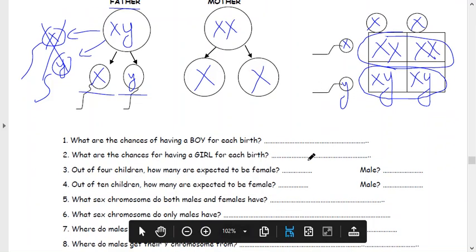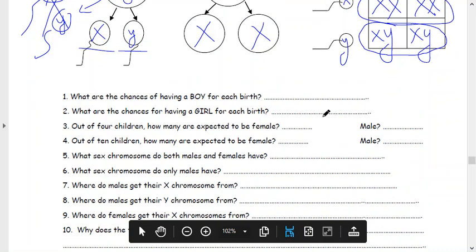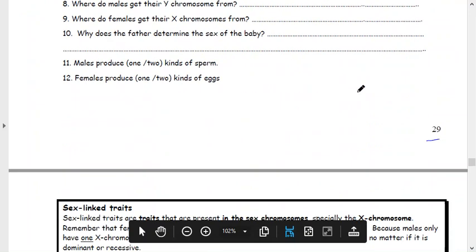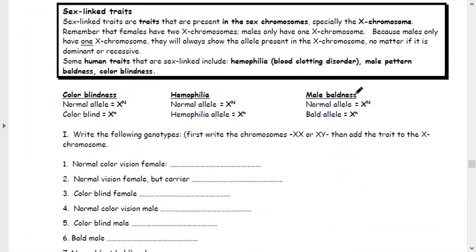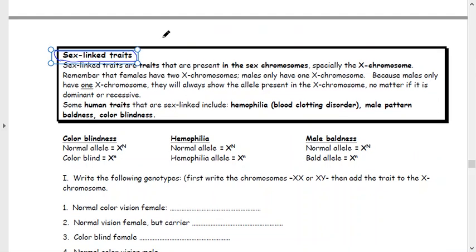So you can answer all of these questions, which we'll do in class, so I will skip these. And we're going to go down to actually just doing a Punnett square with these traits, because these are sex-linked traits. So think, as a shortcut here, sex-linked means X-linked. So if you're a female, a sex-linked trait just means that it's on your X chromosome.